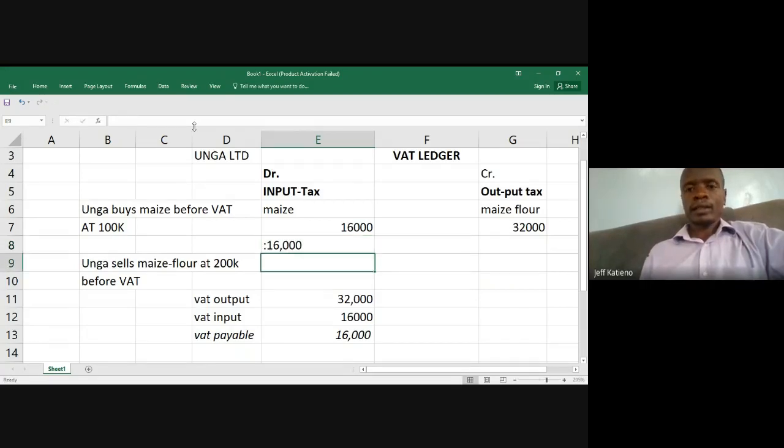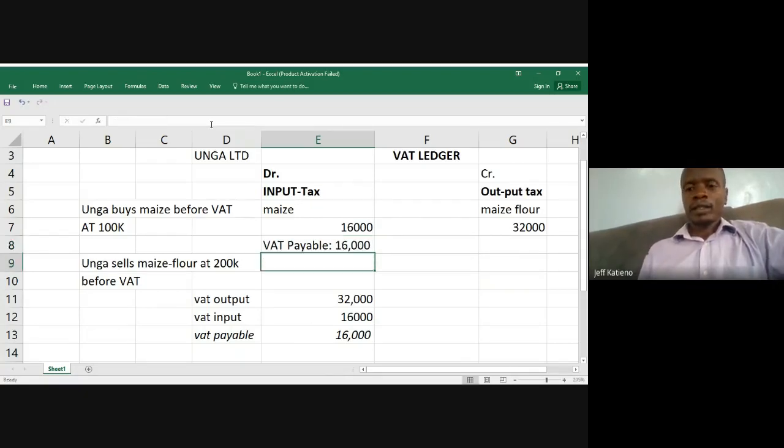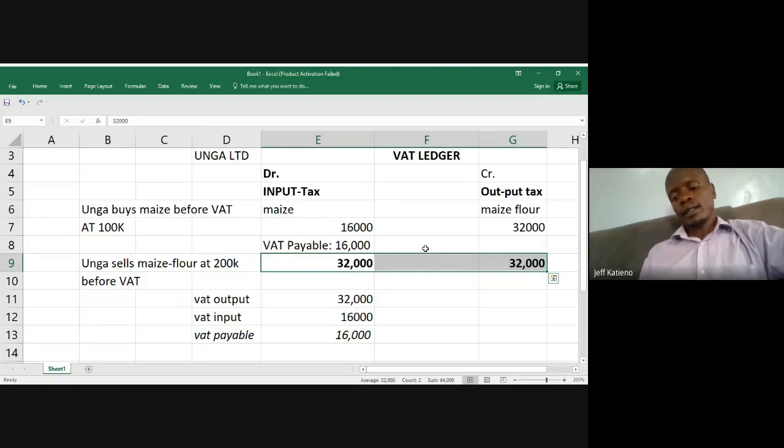16,000. Sorry, my VAT payable will be 16,000. And so the debit side and the credit side will balance. So this one is 32,000, and it will also be 32,000. Now, if you look at this, then this ledger is fine.